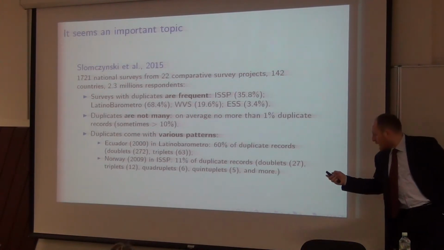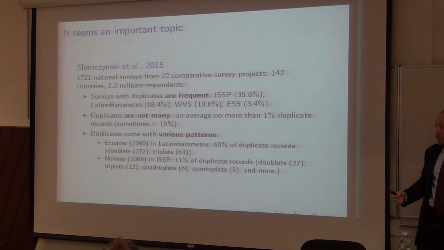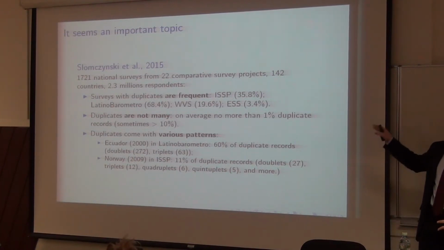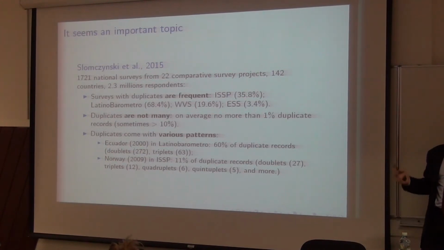Examples. Duplicates come with various patterns. In Ecuador, in 2000, Latinobarómetro, so this is a survey, they find 60% of duplicate records. This is a lot. And in particular, they find 272 doublets, meaning couples of identical observations, 272. So we are above 500 observations. And 63 triplets, meaning copies of 3 observations. Alright?